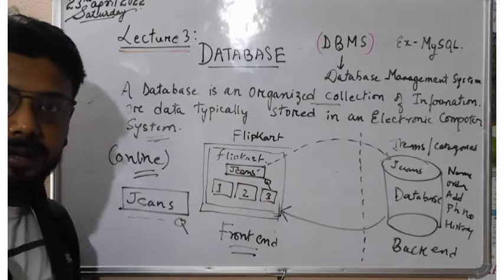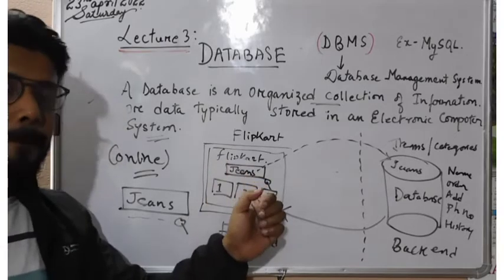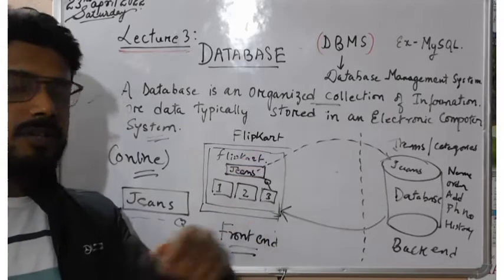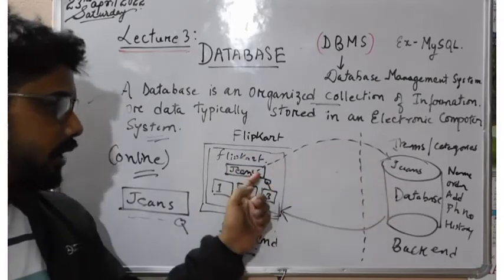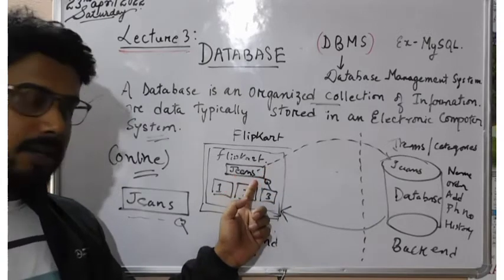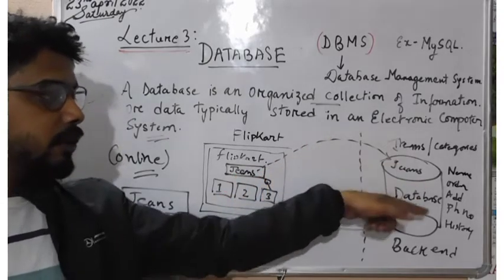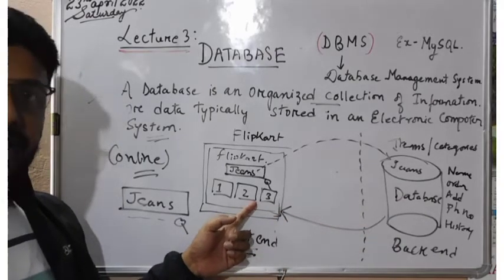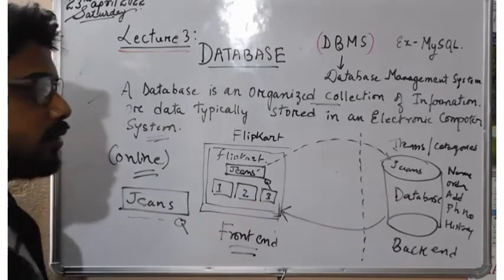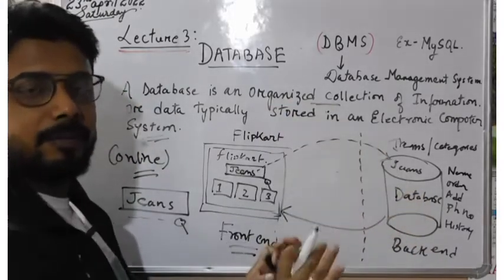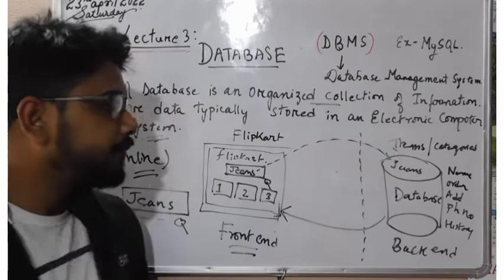This is what happens whenever we click on something, suppose a pair of jeans or maybe a shirt or t-shirt. It will go and look by our command. The command says jeans here, so it will go into the database, look for jeans, and display all the data on the front end. So you can call a database a box where all the information is kept, in simple terms.